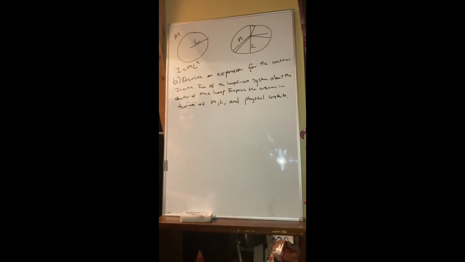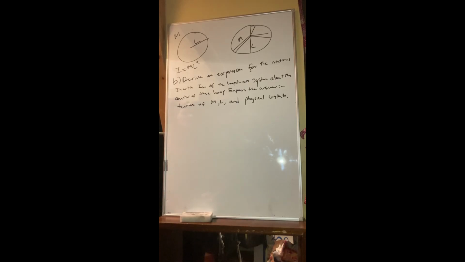Continuing to part B, we are now given a circular ring with mass M, radius L, and moment of inertia I equals ML squared, and inside of that ring, we now have the 3 triangles we found from part A. We are asked to derive an expression for the total rotational inertia of the hooped rod system about the center of the hoop. So we're going to be expressing this in M, L, and any physical constants as we would expect.